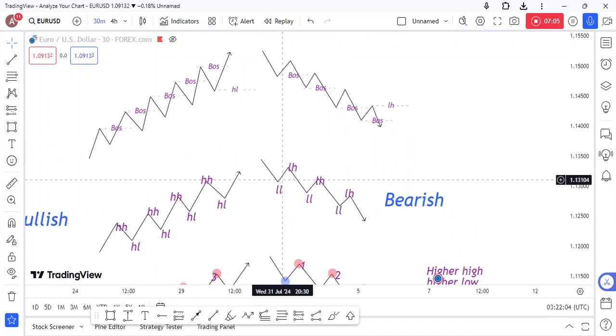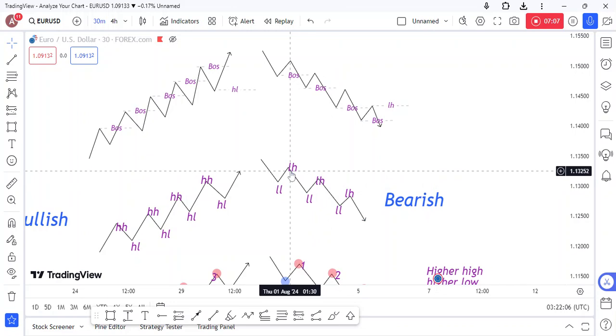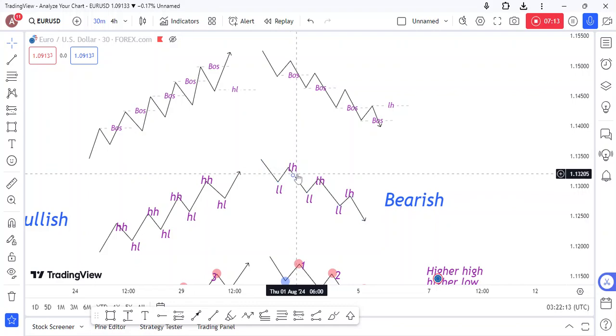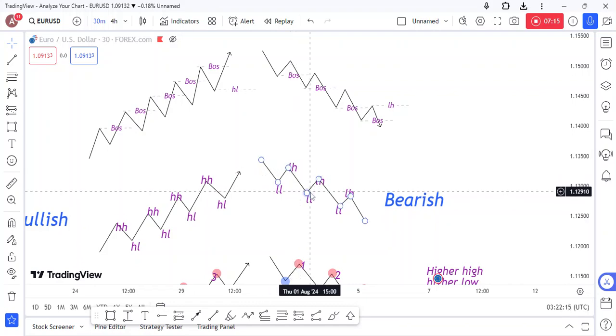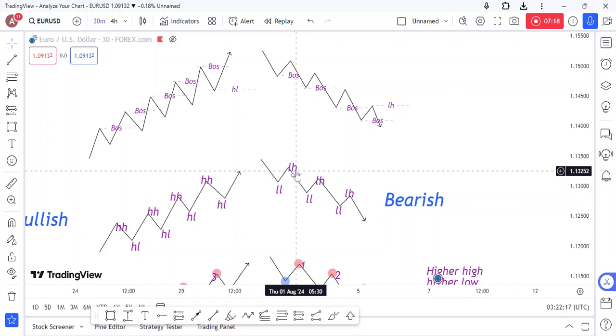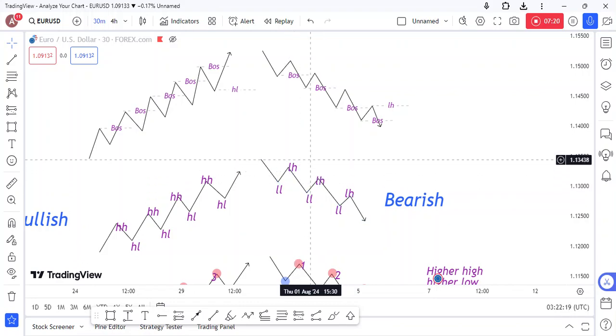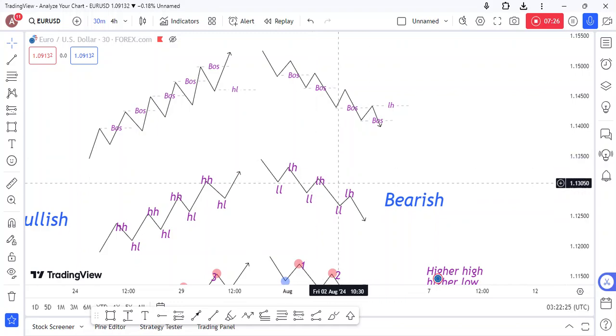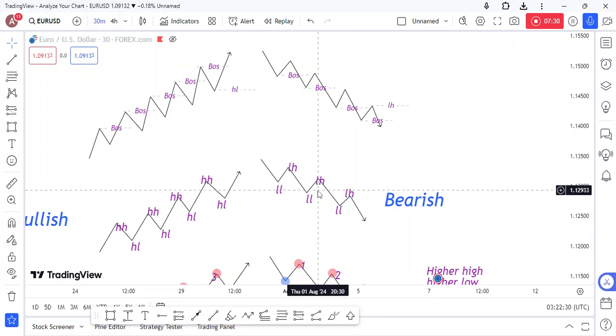The same thing applies in a bearish market. In a bearish market, a series of what? Lower highs and lower lows. We say that when the succeeding high is lower than what? The previous high, then we say the market is bearish. So for us to continue this bearish trend or this downtrend, it means that the succeeding highs must be lower than what? The previous high.